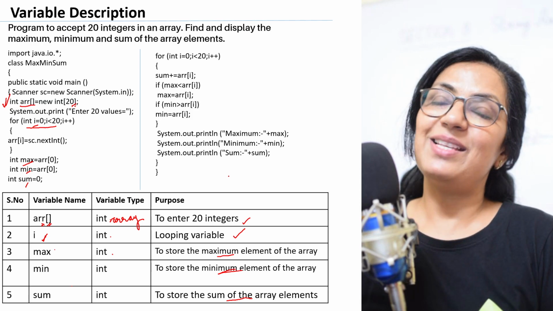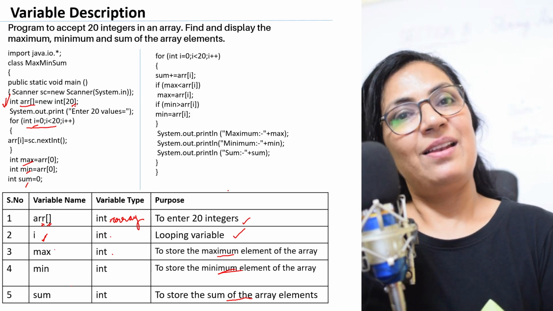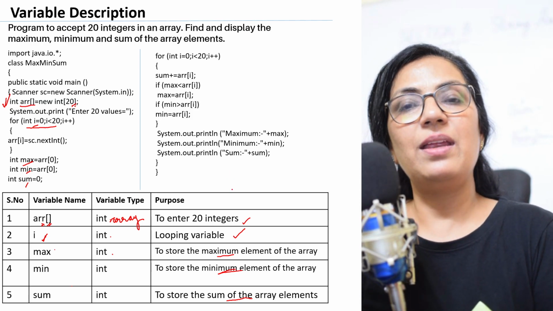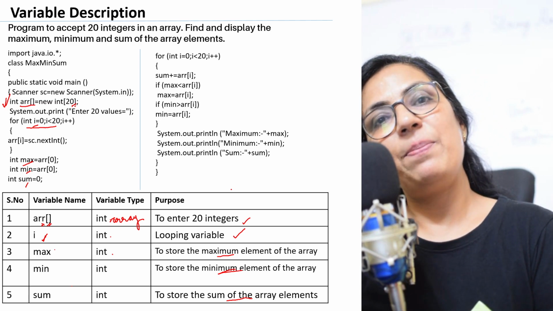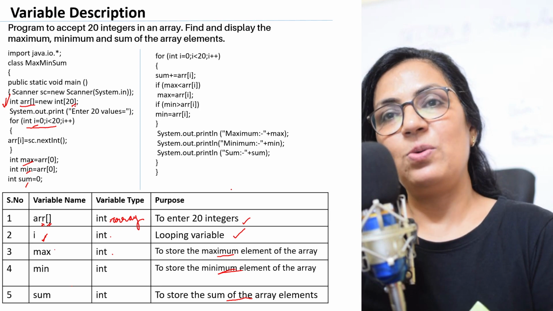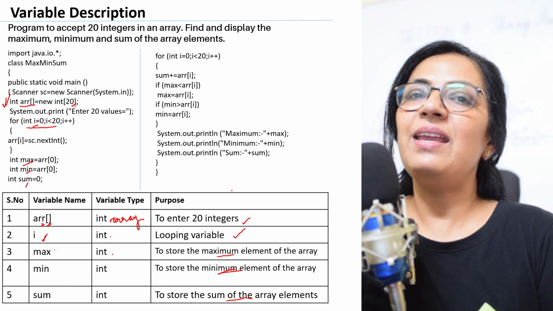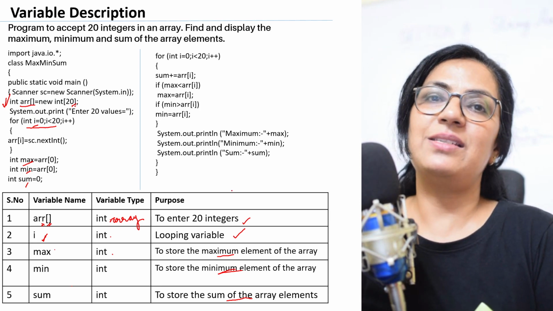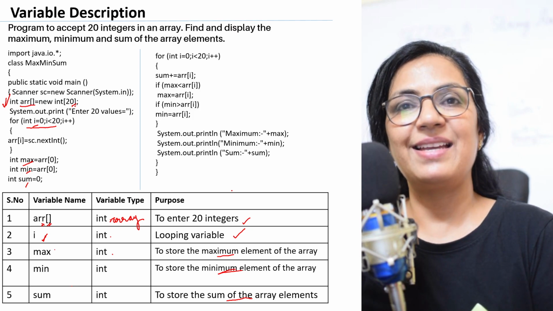For today, this much only. So I think now your doubts are clear about variable description. Again, I am repeating, if it is asked, then only do it. If it is not asked, no need to do. And definitely now you have understood, and if asked, you will be writing it correctly.